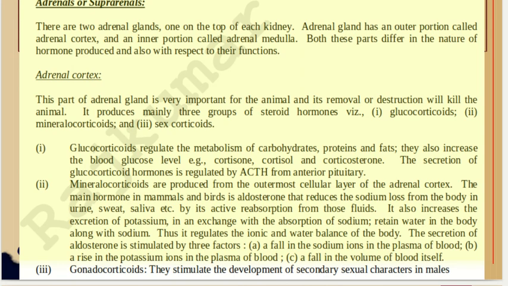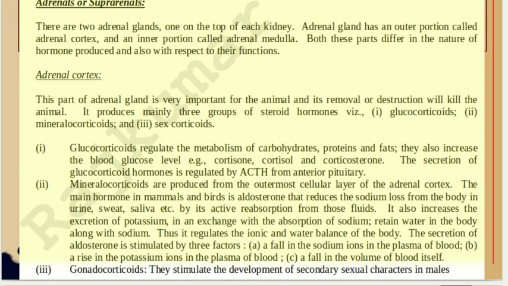The adrenal cortex is very important for the animal, and its removal or destruction will kill the animal. So adrenal gland is very important. It produces 3 groups of steroid hormones: glucocorticoids, mineralocorticoids and sex corticoids.